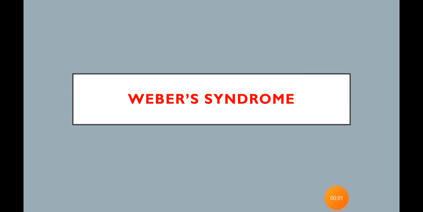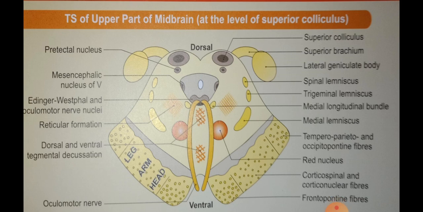Hi friends, today's video is about Weber syndrome. So just before going into the topic, we shall discuss something about the midbrain. In the dorsal surface of the midbrain, we have four rounded elevations, two superior and two inferior colliculi.